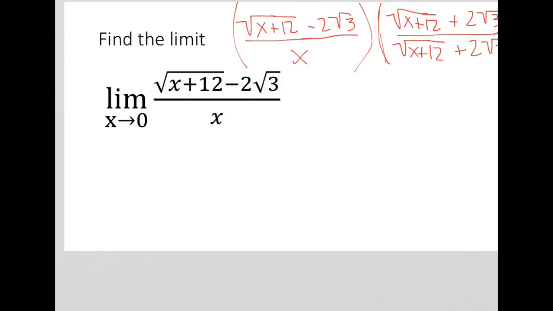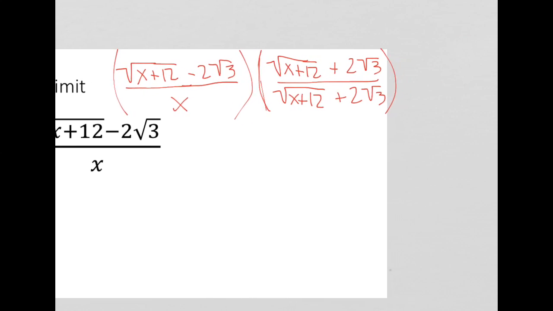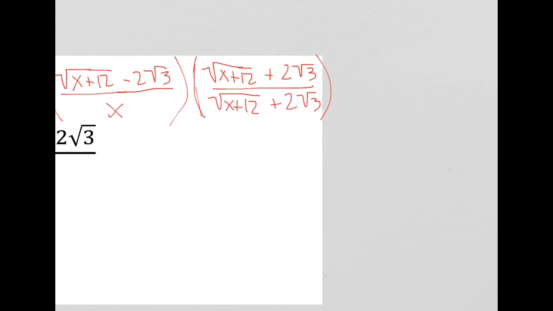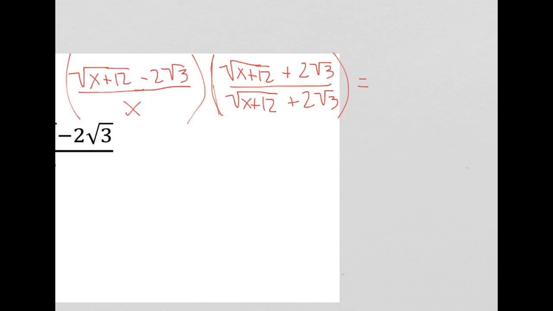So, same idea here. This time we've got kind of a crazy number up there in the numerator, 2 root 3, but our technique is going to be absolutely the same. We're going to multiply by that conjugate. So when we do that, again, we're going to get whatever's underneath the square root, which is x plus 12.